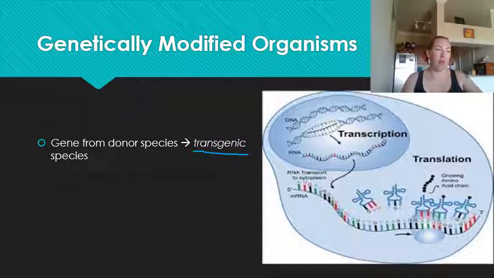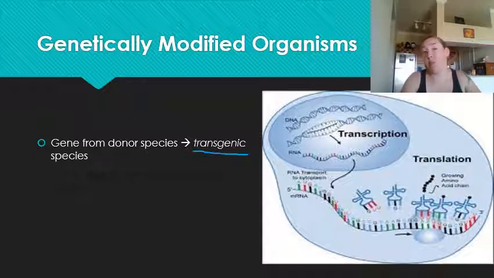But what we've come to realize is that we can do this on purpose and very directed. And so this is called transgenics, moving genes across species. This creates a transgenic organism, also called a genetically modified organism. Those are synonymous. They mean the same thing.